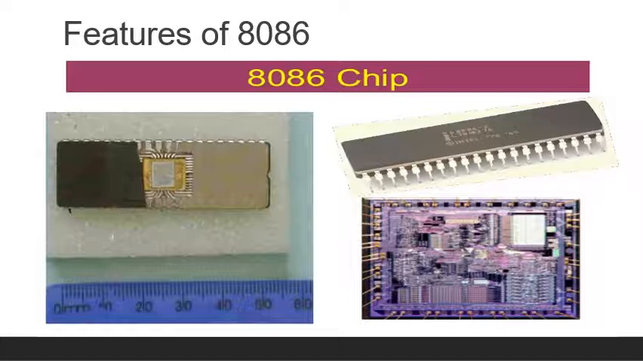8086 with 5 MHz, 8086-2 with 8 MHz of clock frequency, 8086-1 with 10 MHz. It uses 2 stages of pipelining, that is, fetch stage and execute stage, which improves the performance. The fetch stage can prefetch up to 6 bytes of instruction and store them in the queue. The execution stage executes these instructions. It has 256 vectored interrupts and it consists of 29,000 transistors.